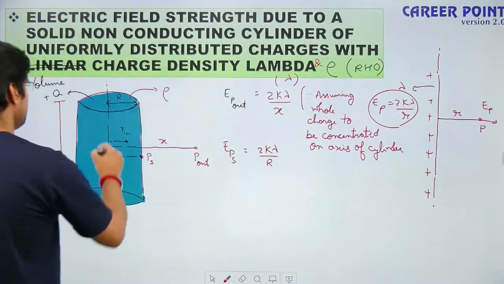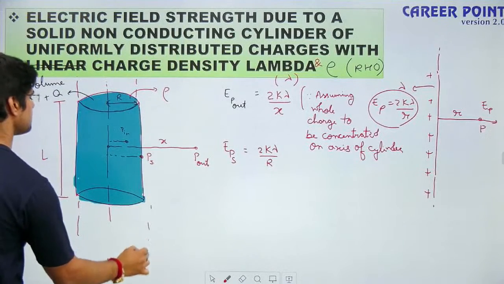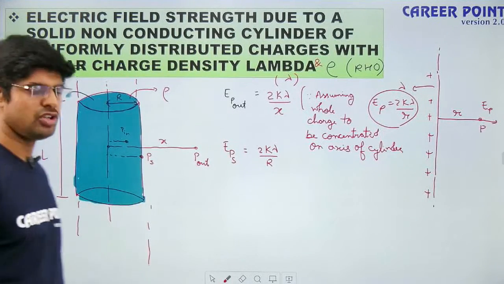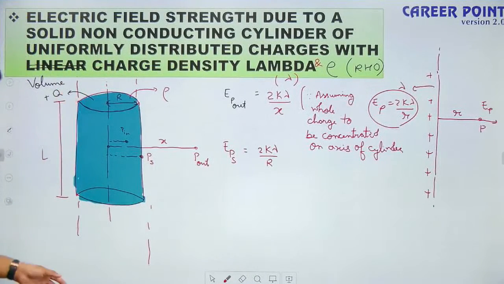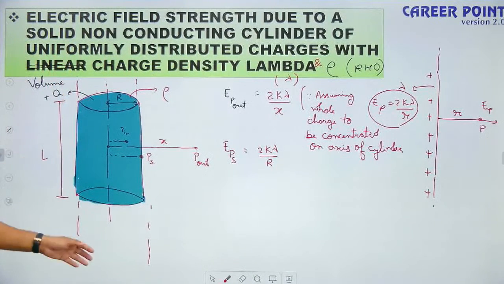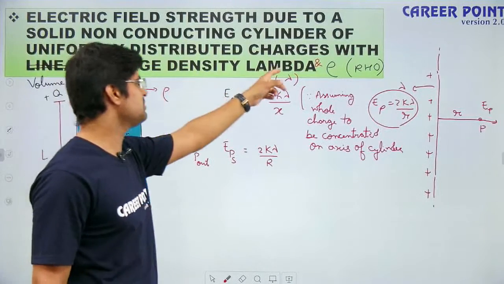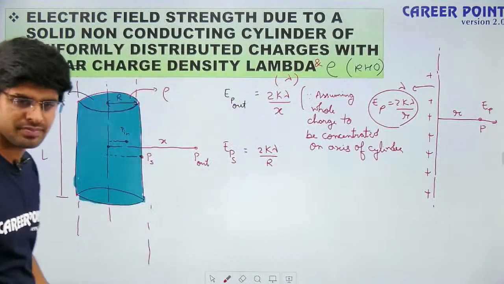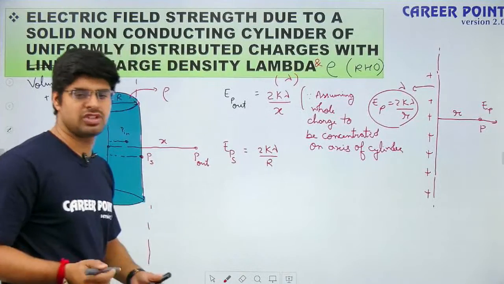One thing you have to note here is, we are not considering a finite length of the cylinder when we are writing all this. Is that clear or not? This is for an infinite length cylinder, such that the charge is distributed according to charge per unit length lambda. That's it.